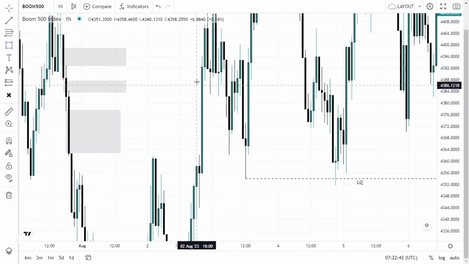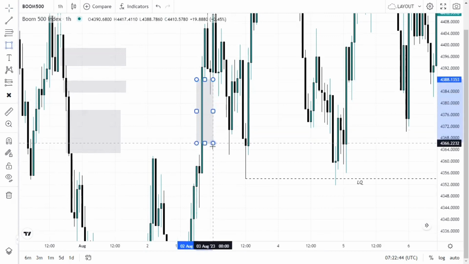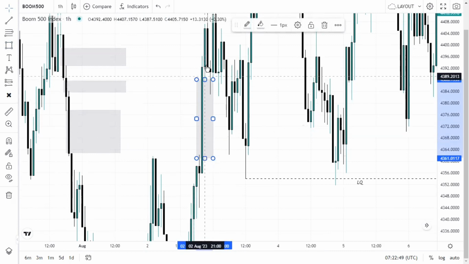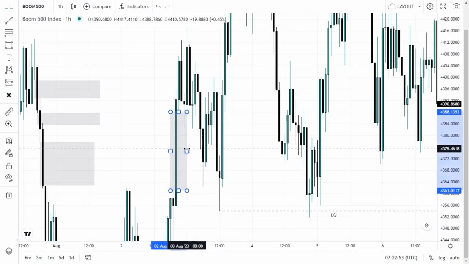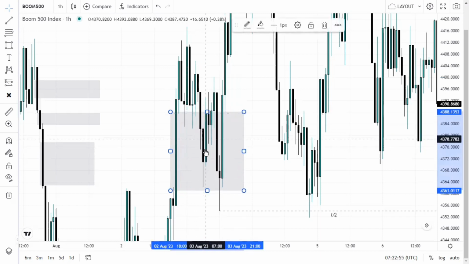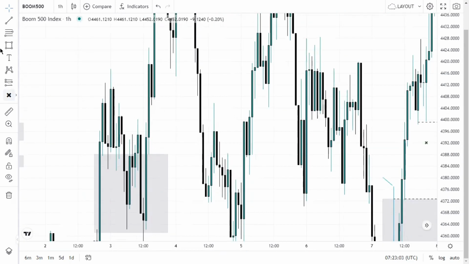Now, look what I was trying to tell you. This is an imbalance over here. When price formed this imbalance, leaving this huge space, later price had to do what? Sold back again. And then price filled the imbalance. You can see it sold back. It took out this level over here. Price filled the imbalance and then kept on going up, right? So that is basically how imbalances work.